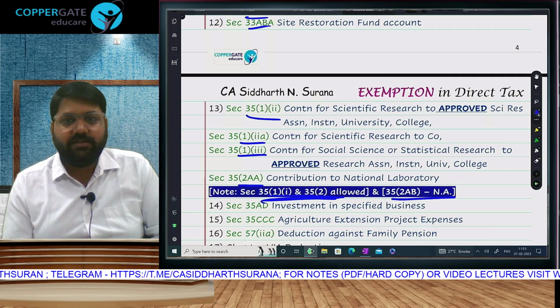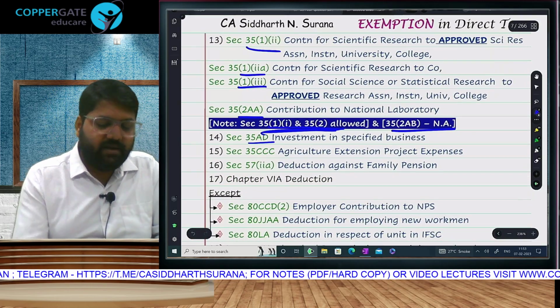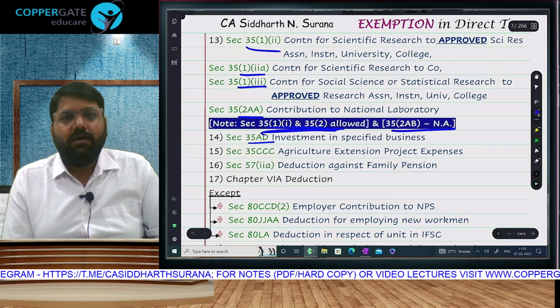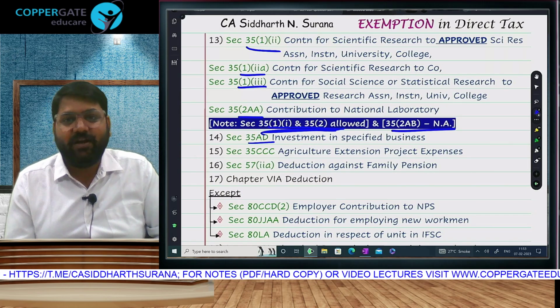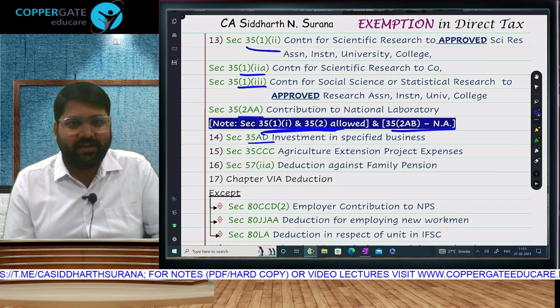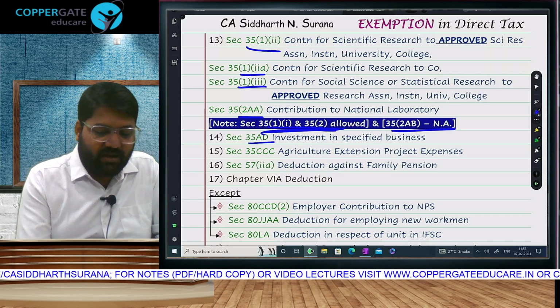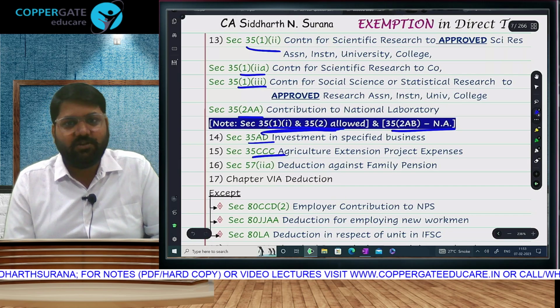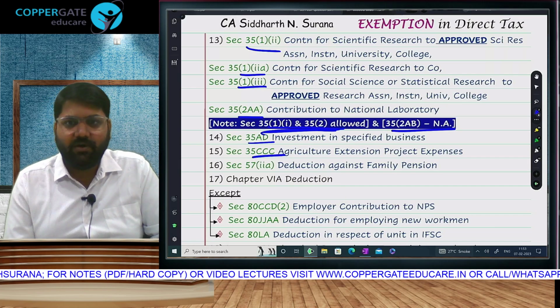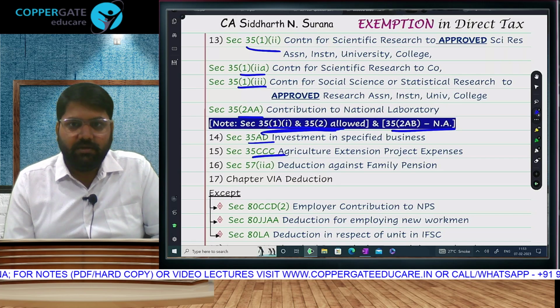Revenue or capital expenditure for own business. 35AD, investment linked deduction. 35AD deduction law, 14 specified businesses: allowed in the old regime, not allowed in the new regime. Agriculture extension, 100% deduction of capital or revenue expense: allowed in the old regime, not allowed in the new regime.